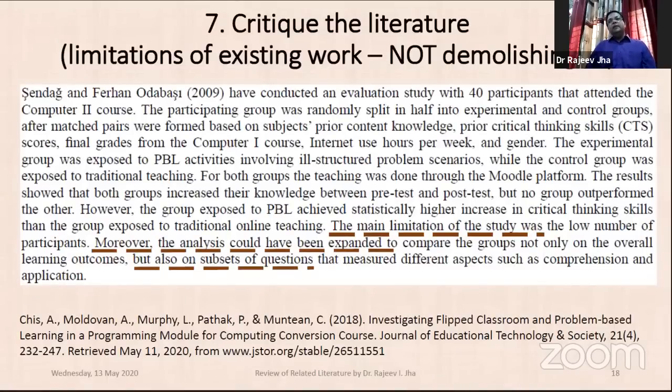An example here is: the author discusses various literature, but for this particular literature, the author mentions that the main limitation of the study was something, and moreover, the analysis could have been explained. That means the author is suggesting that this could have been done to make it a better and more effective study, and also on the subsets of questions. So this is a reflection, this is the insight that you gain when you review literature and come to know what was lacking, what the limitation was, and what could have been done better. Next slide.